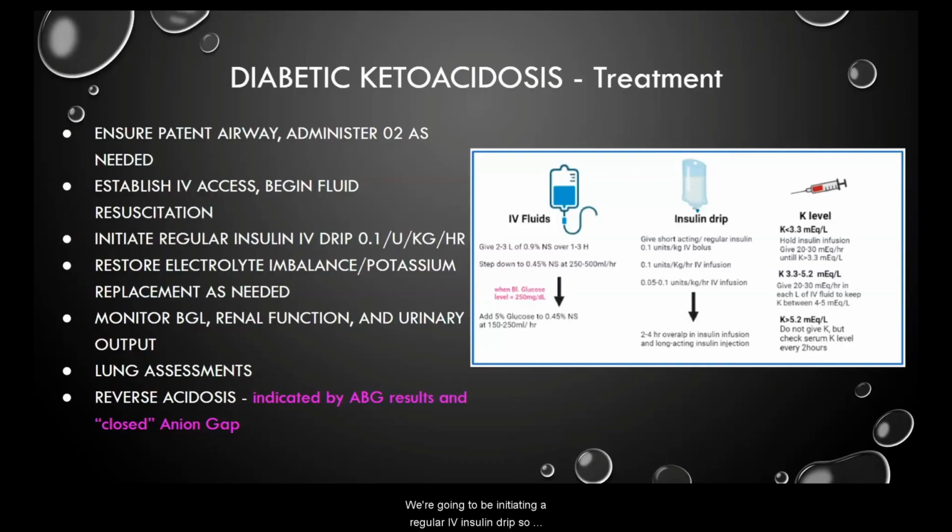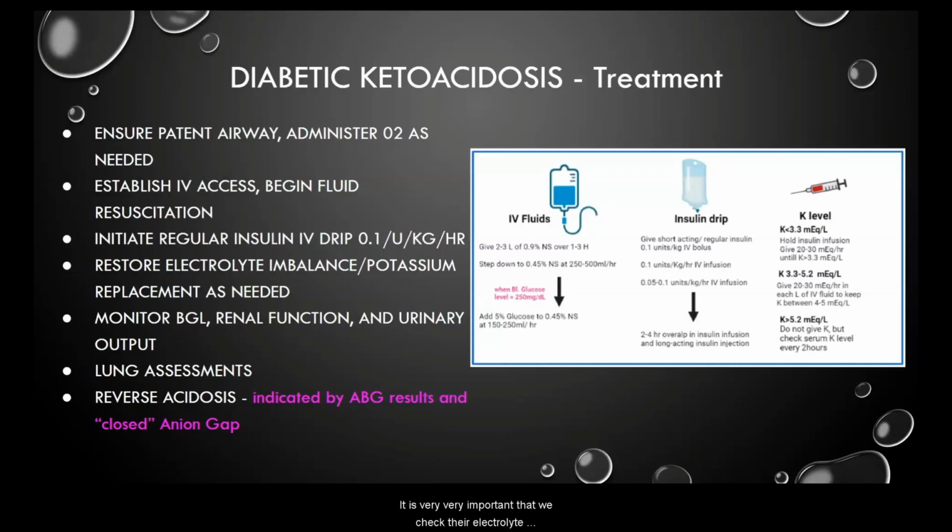We're going to be initiating a regular IV insulin drip. Usually your parameters are going to start at about 0.1 units per kilo per hour. So there will be some calculation done there, but usually your pharmacy will help you out. They'll get a 10-unit bolus or loading dose of insulin IV, and then the infusion will start. And the same way we talked about heparin titrations, you're going to titrate that insulin drip based off of hourly blood glucose levels.